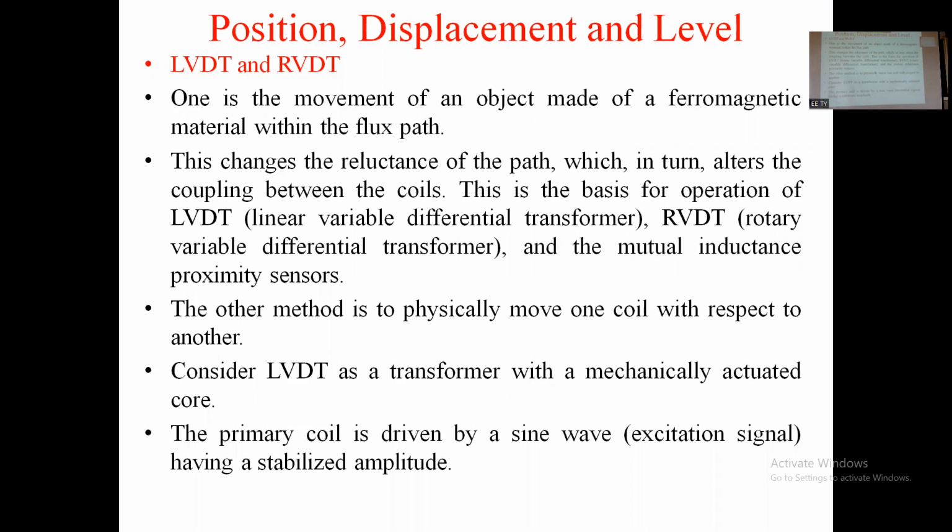What is the movement of the object made of a ferromagnetic material with the flux path? Look, the object in between the two coils: when supply is given, some flux will be produced. This flux will be linked to the secondary coil, and in between those two there is a ferromagnetic material that can be used. If the linear displacement of that material occurs, because of that the reluctance of that path will change.